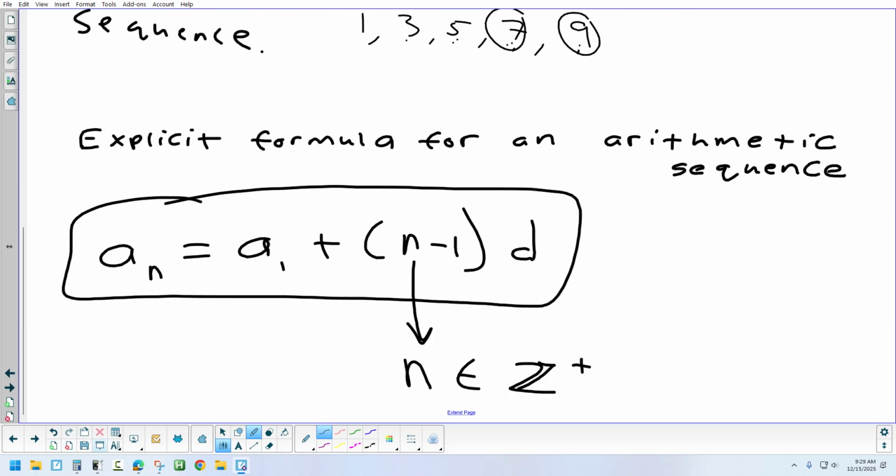The two things you have to know to write down an explicit formula for an arithmetic sequence are the first term and what you're adding each time. So we're going to go back and try that on one we've already done and see if it works. Remember that n is a positive integer. Capital Z written like that is the symbol for an integer. So this means n is a positive integer: no negatives, no fractions, no decimals, no zero.